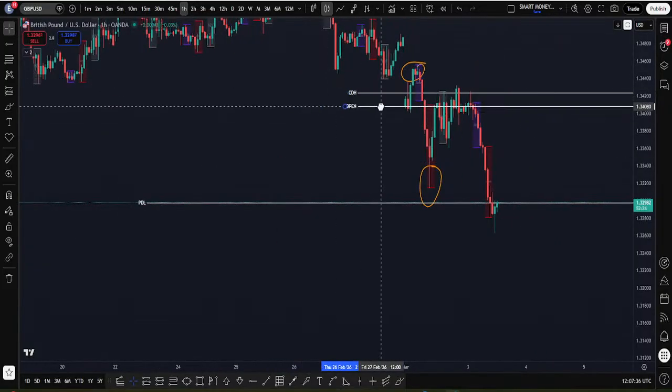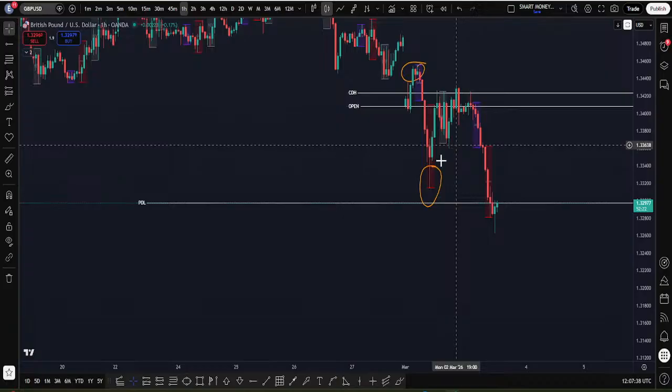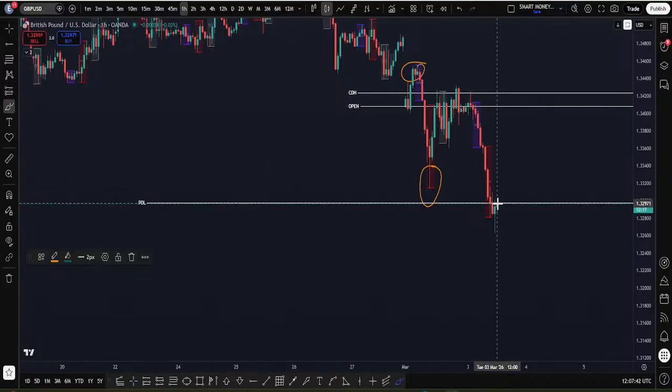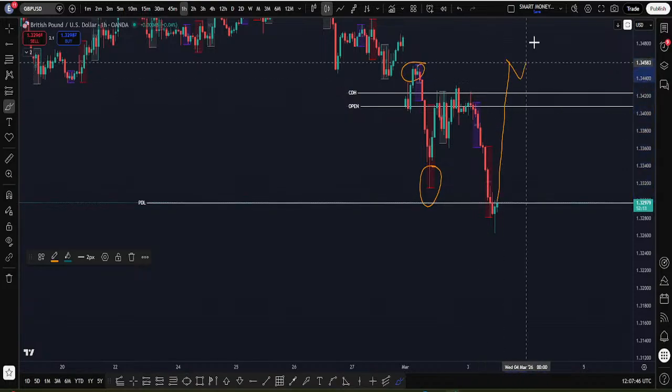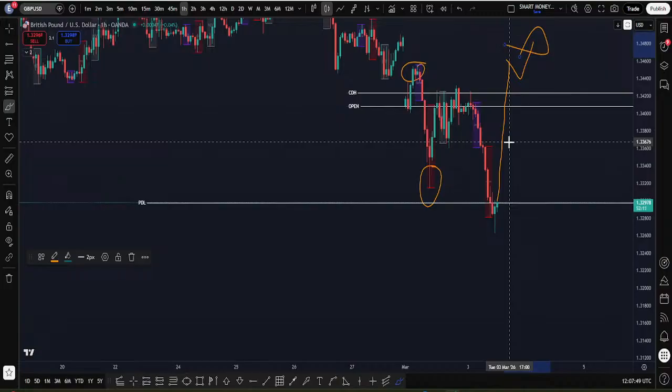Still not really doing it, but all right, cool. There we go. So here's what I'm thinking. For me, it would take price having to break this level to even make me consider buying it. I am not buying this market. I don't care what anyone says. For me, I'm staying out.